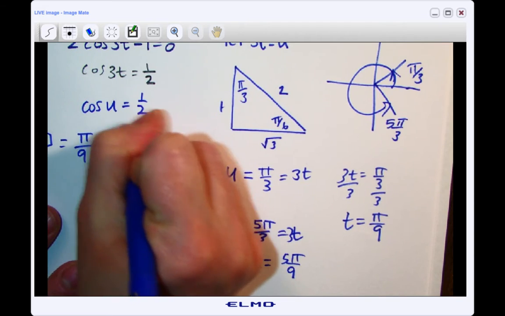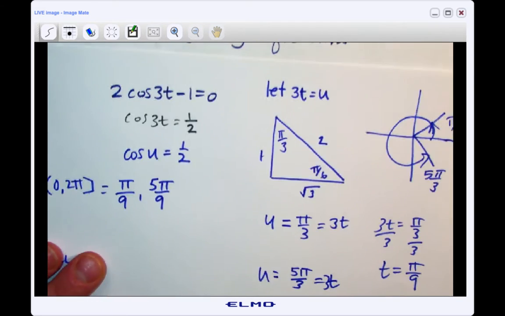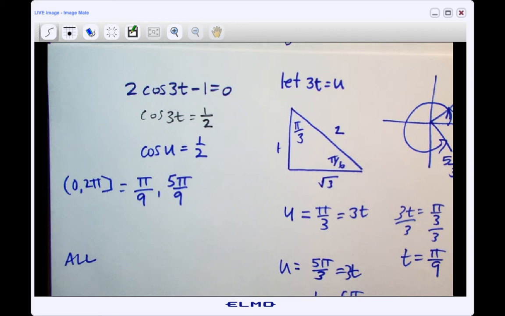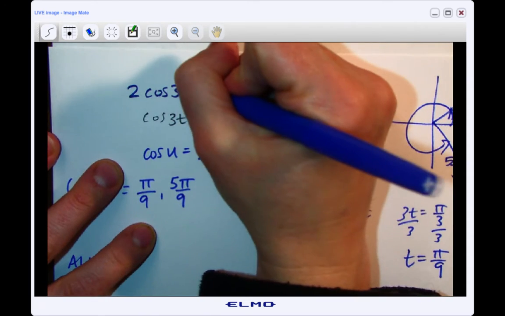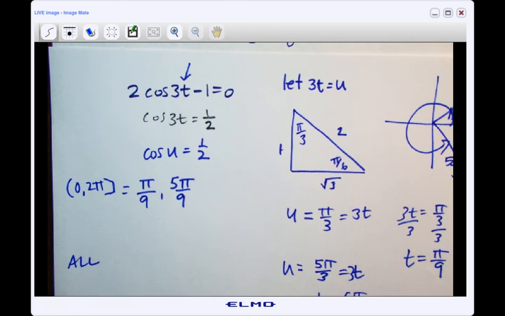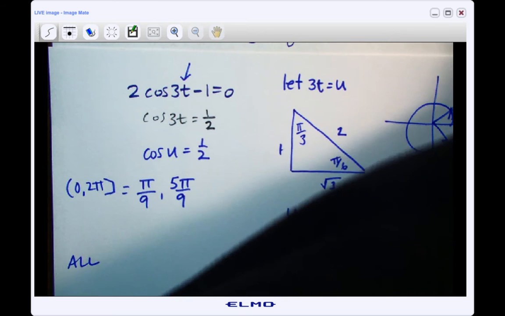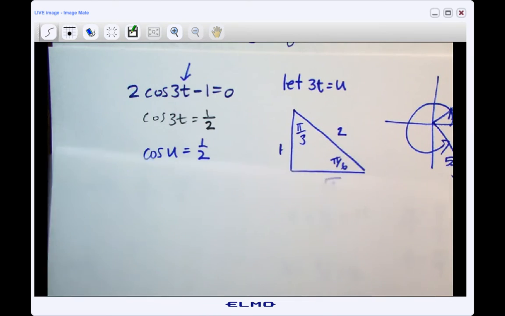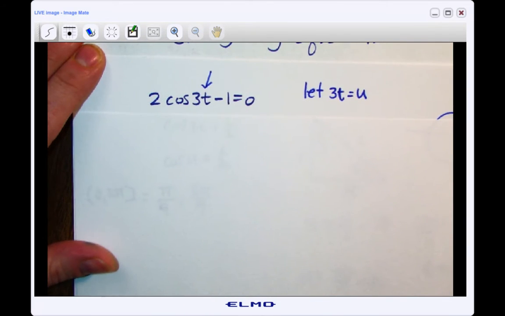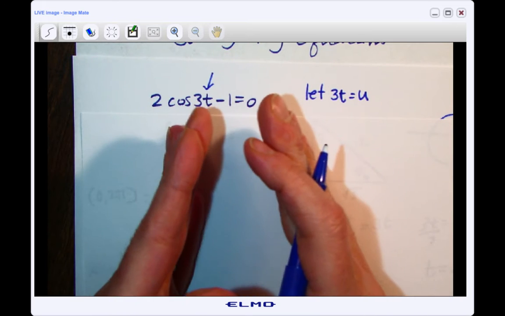The trouble is, let's think about this for a second. My period for cosine is usually 2 pi, but that is actually not the period of this function. Do you agree with me? This one is different because I have that 3 there. What does a 3 inside of my function do? That causes it to compress horizontally, right?